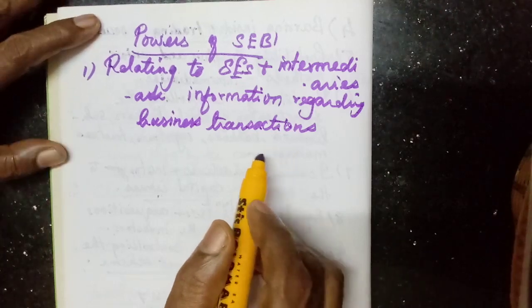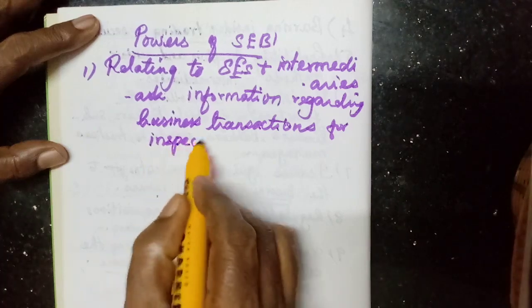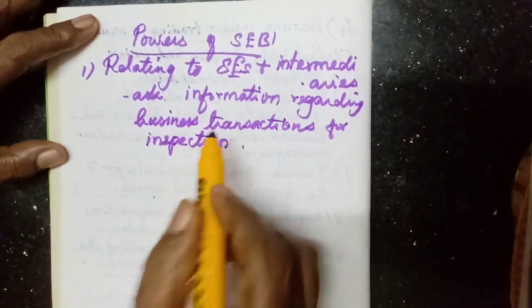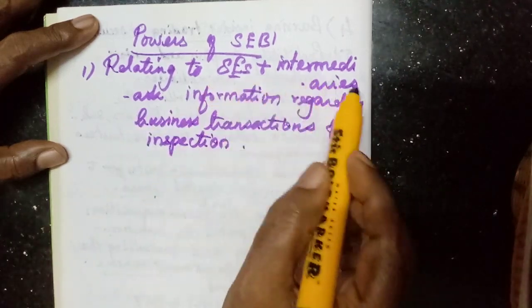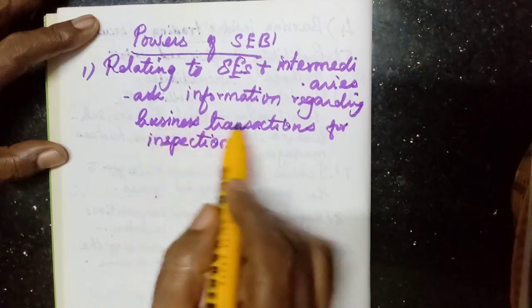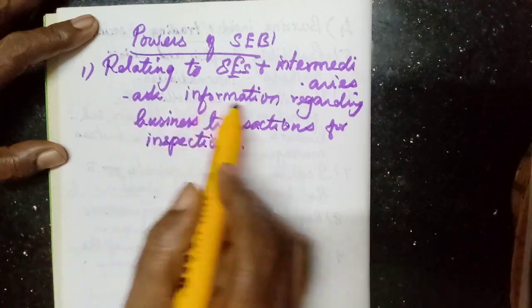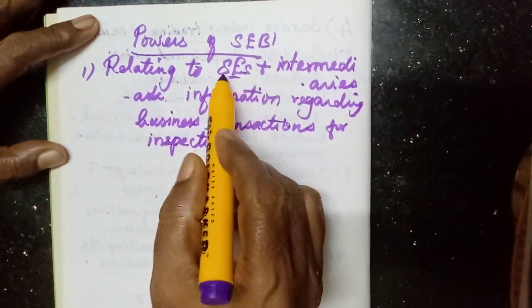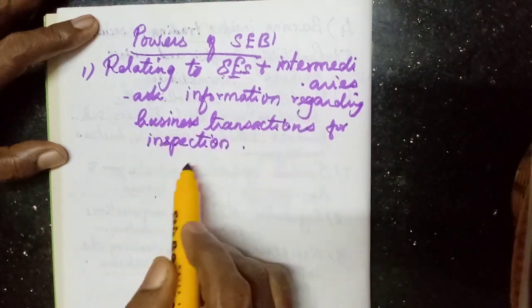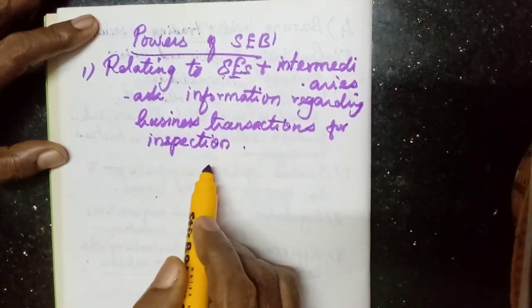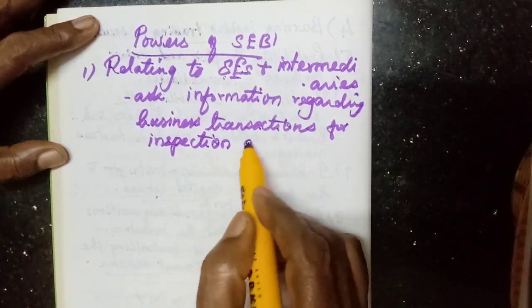For inspection, because we have learned it's one of the functions, isn't it? So, at the time of inspection, it has the right, it has the power to ask information from the stock exchanges and the intermediaries regarding any business transactions. Okay, that's all very simple. First, it has the power to ask information from the stock exchanges and intermediaries regarding any business transactions for inspection or for any other purpose also.